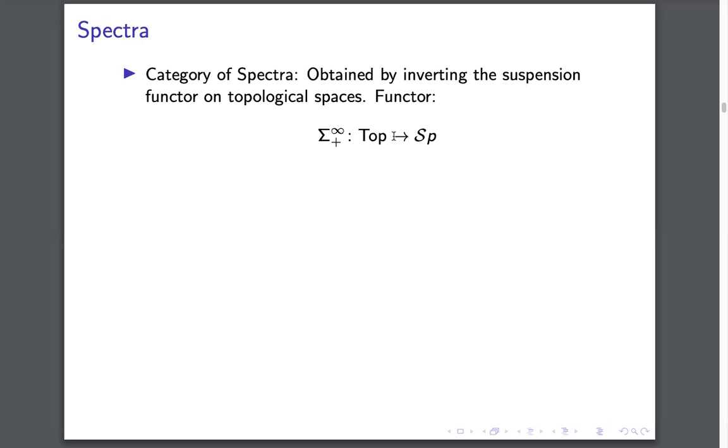So the idea is to formally invert this functor, and you obtain this new category. Vaguely speaking, that's how you obtain spectra. And the idea is that there are many reasons to do this. Once you do this, you still preserve a lot of the complexity of topological spaces in spectra.